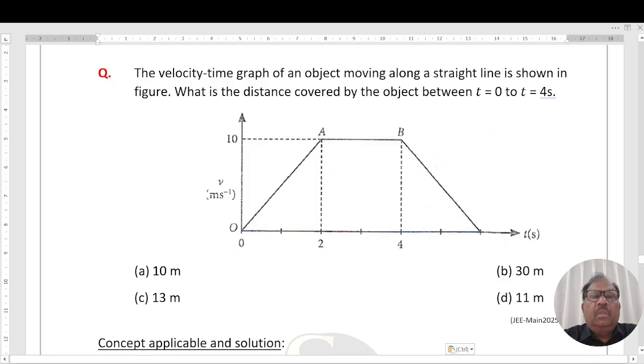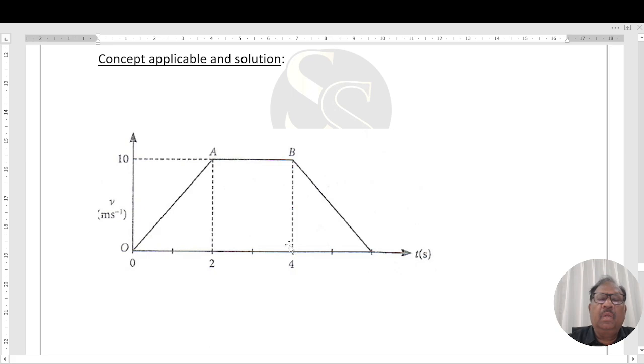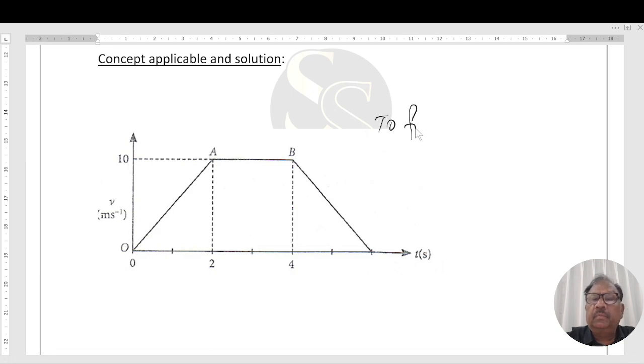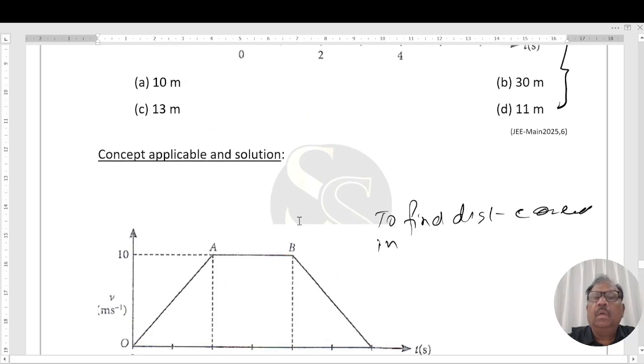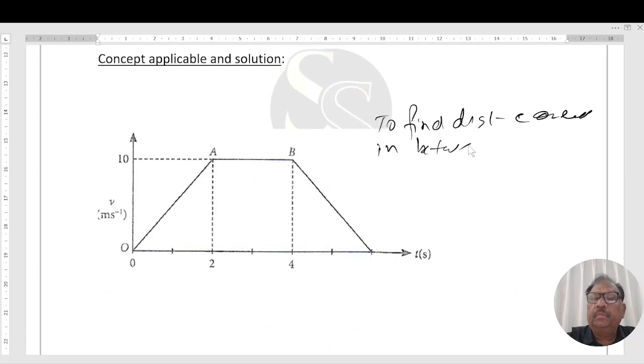Question is, the velocity time graph of an object moving along a straight line is shown in the figure. What is the distance covered by the object between t equal to 0 to t equal to 4 seconds? Four options are given to you. One of the options is correct. Concept applicable in solution. To find distance covered in between t equal to 0 to t equal to 4 seconds.